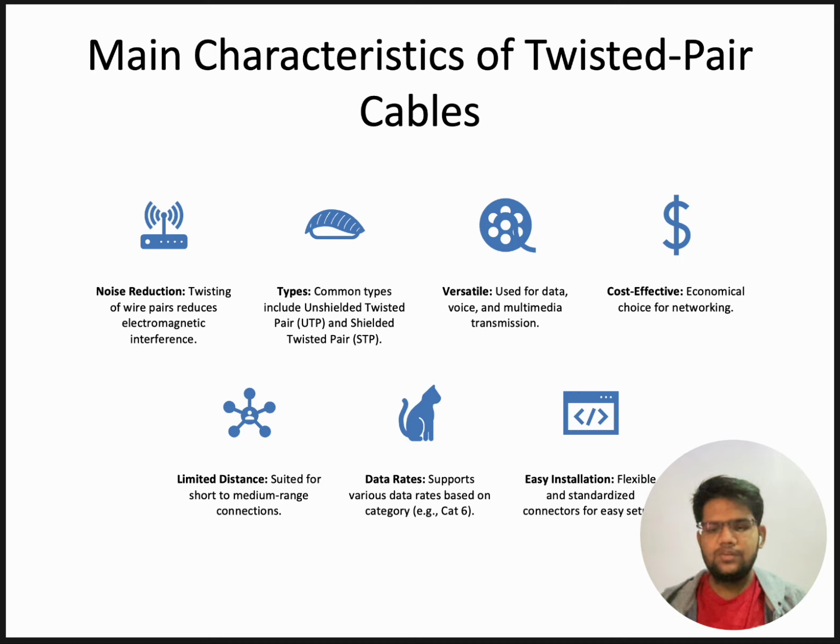Data rates. Twisted pair cables support various data rates based on their category. For example, Category 6 and Category 6A. Higher category cables can handle higher data speeds suitable for modern high-speed networks. Easy installation. Installation is straightforward because of their flexibility and standardized connectors. RJ45 connectors commonly used in Ethernet make setup easy and consistent.